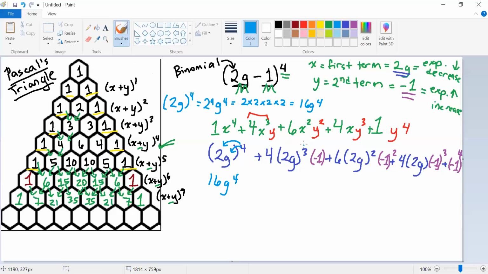Okay. Again, here you want to distribute everything. So let me just do my calculations right over here. 2g to the third is the same as 2 to the third, g to the third, and that's going to be the same as 8g to the third. So I'm doing the coefficient 8 times 4 times -1. So 8 times 4, that's 32, times -1, that's -32 g to the third.